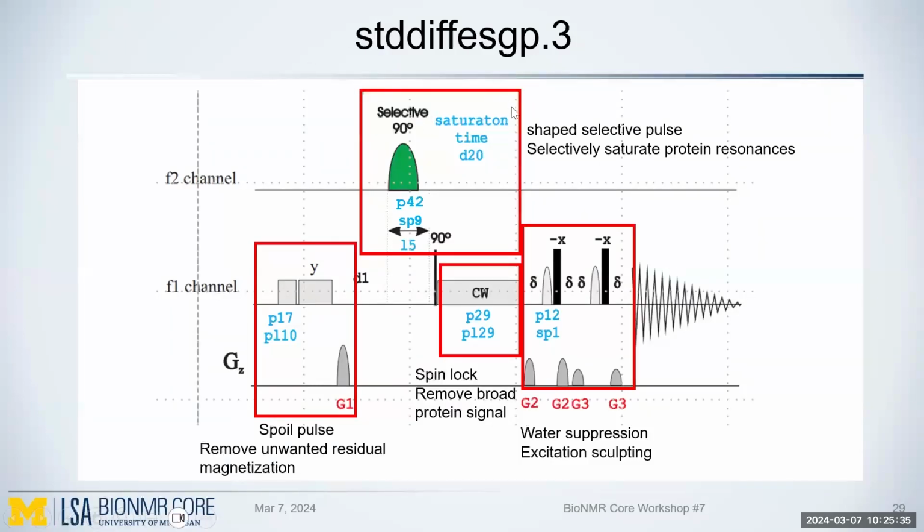And then there is the second one. This is a saturation pulse that we apply to the protein resonances. This is a shaped saturation pulse and can selectively saturate the protein resonances.